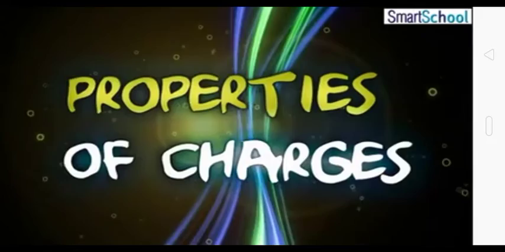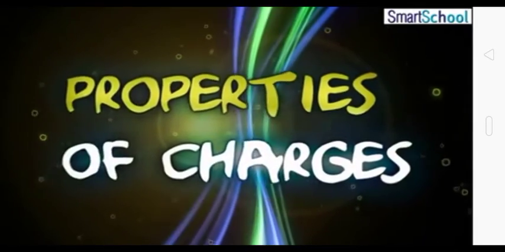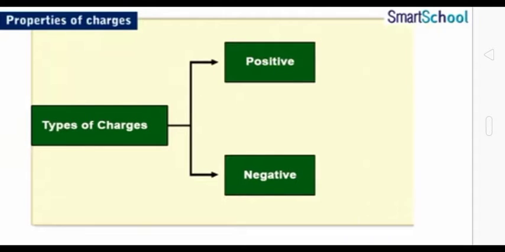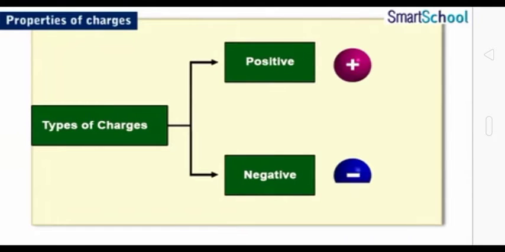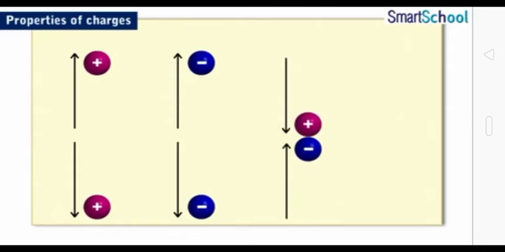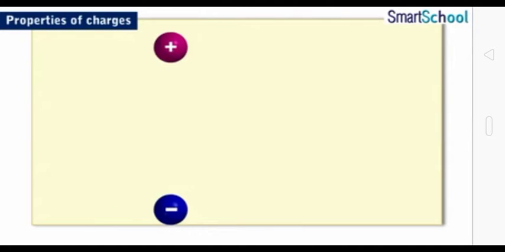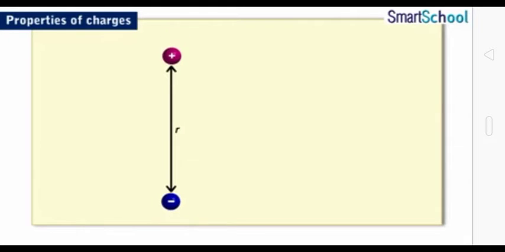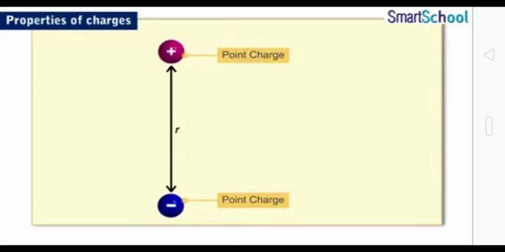In this module, we will be learning about properties of charges. Conventionally, electric charges are called positive and negative charges. Like charges repel each other, and unlike charges attract each other. However, if the size of charged bodies is very small, but the distance between them is comparatively larger than their sizes, then such charged bodies are treated as point charges.